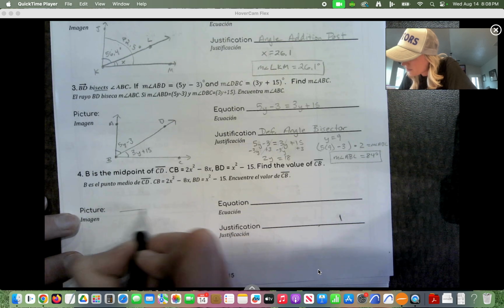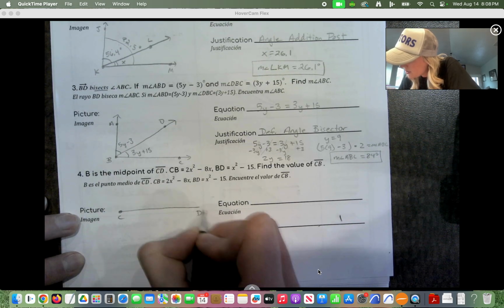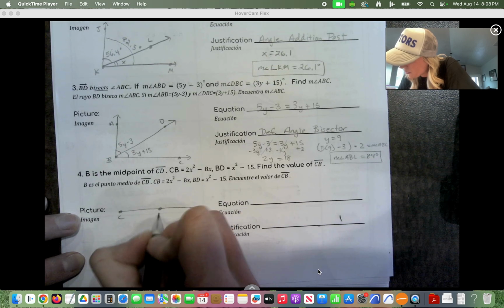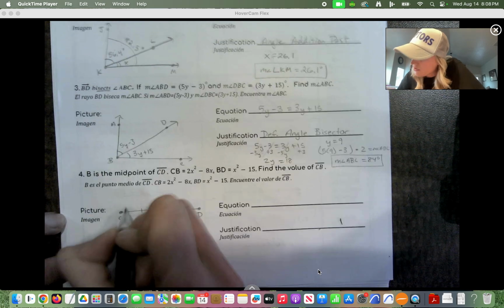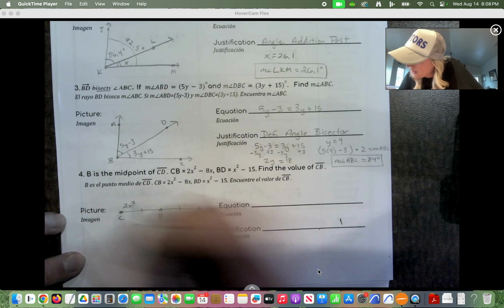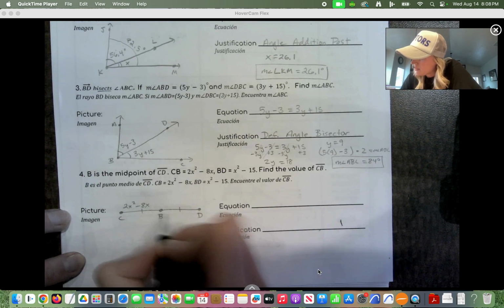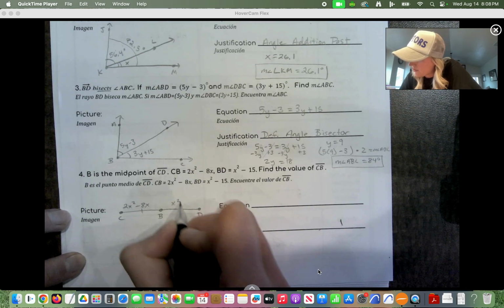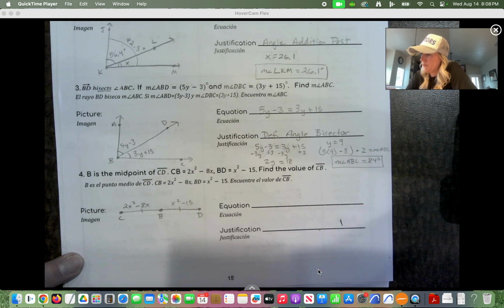Okay, I'm actually going to do it right here. So we have CD, B is in the middle, these two are congruent. C to B is 2x squared minus 8x. B to D is x squared minus 15. Find the value of C to B.